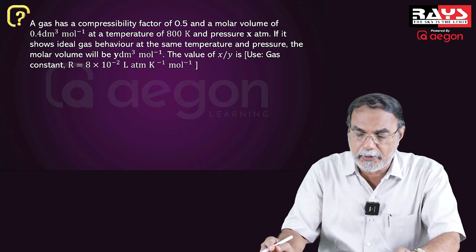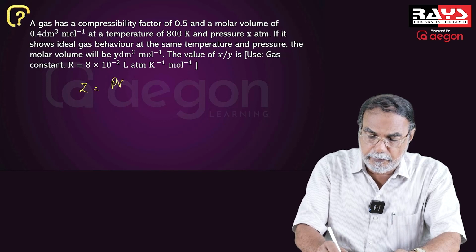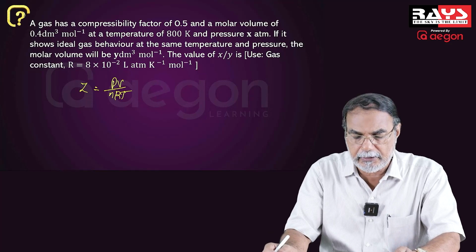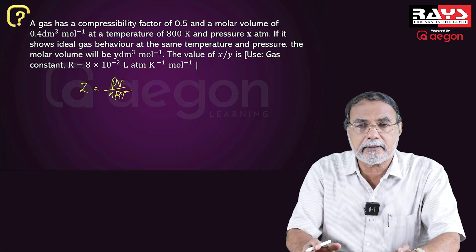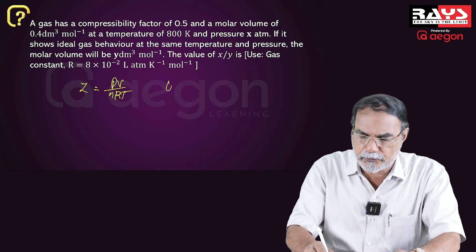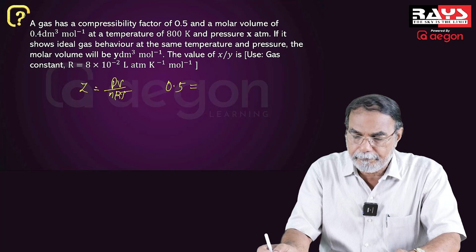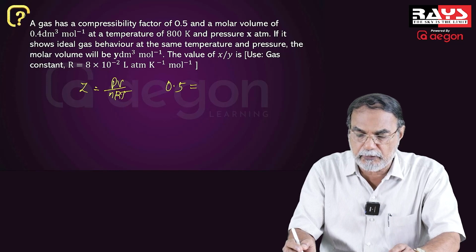A gas has a compressibility factor of 0.5, and you know that compressibility factor Z is given by PV by nRT. You must know that. So here a gas, that means a real gas, has a compressibility factor of 0.5. So 0.5 is equal to, and a molar volume of 0.4 dm cube per mole. So the value is given per mole, means n is equal to 1.